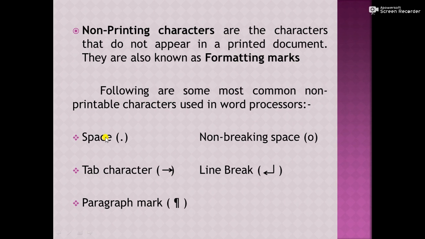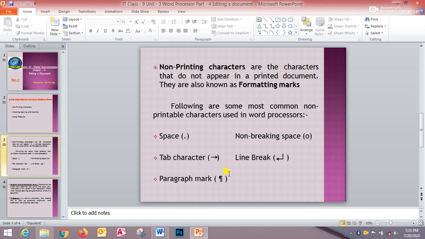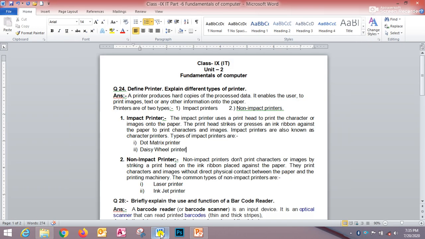First one is space, second is tab character, it is indicated by an arrow. Third is paragraph mark, this is the symbol of paragraph mark. Fourth one is non-breaking space, and the last one is line break. Right. So now let's have a look, students, how we can apply the non-printing characters in our document.